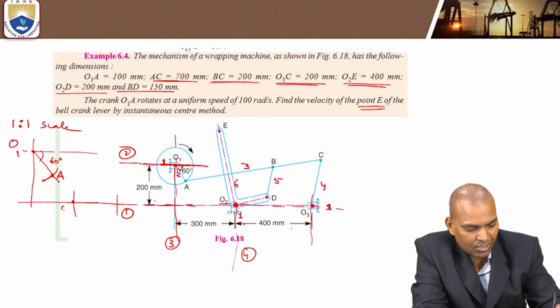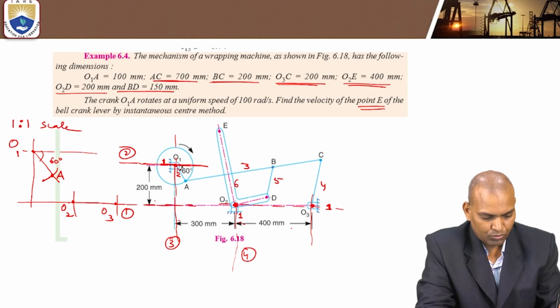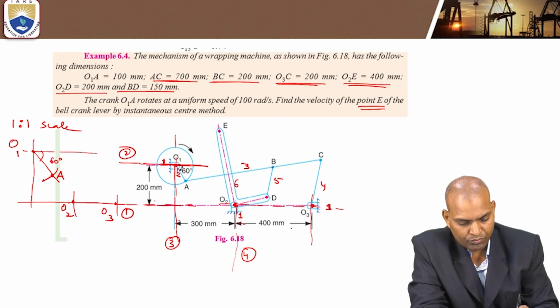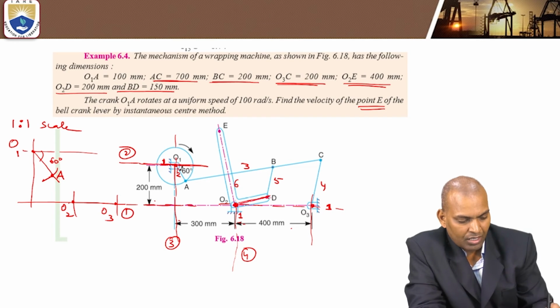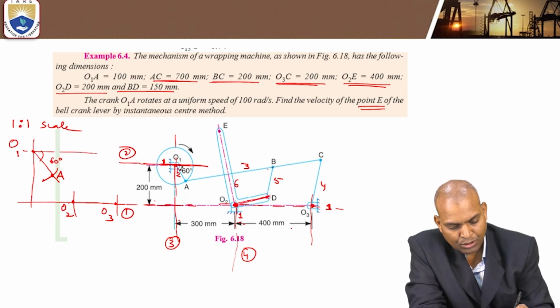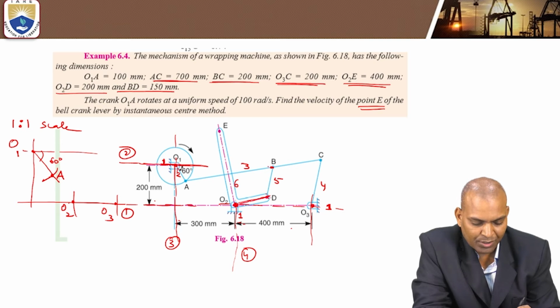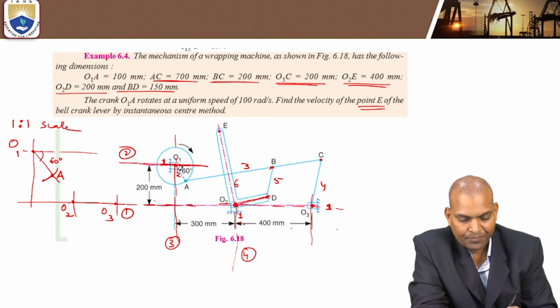Now there is O2 and O3. At this O2, the inclination we don't know, and this inclination is required. How to get that inclination? It is connected to point B. How to get point B? Point B is located from point A. We know point A, but we want point C.